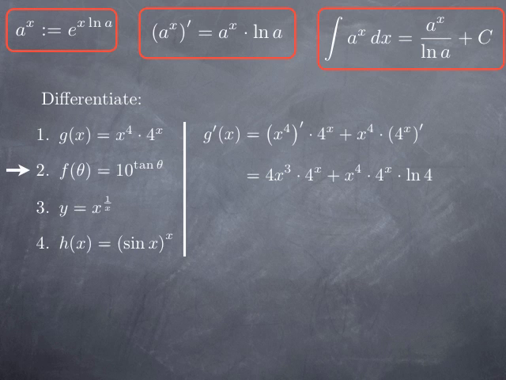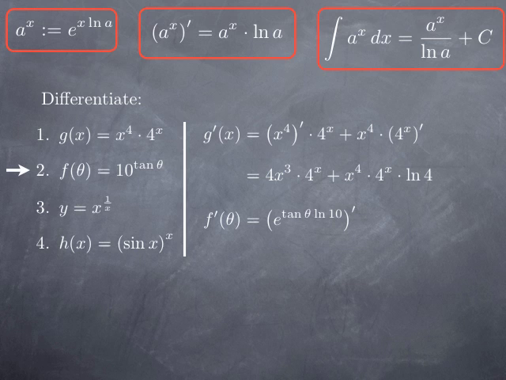Now let's look at the second function of the variable theta, defined by 10 to the tangent of theta. Again, the first thing we're going to do is write out what that means. 10 to the tangent of theta is really e to the tangent of theta ln of 10. And we're differentiating this. So we are plugging the function tangent of theta times ln of 10 inside the natural exponential. So it's a composite, and we use the chain rule.